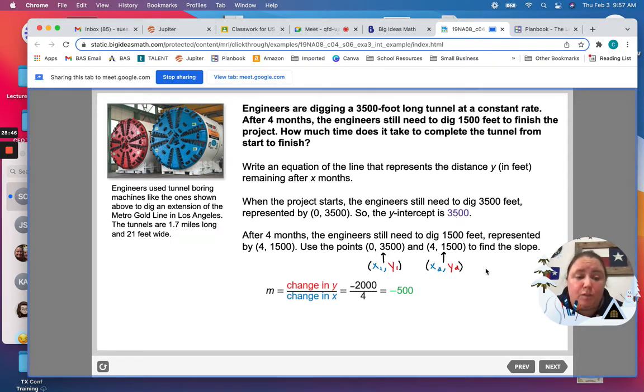So y equals what? -500x plus 3,500. Excellent. Perfecto. y equals -500x plus 3,500. The reason you make this equation is that some city manager comes along saying, how much longer do you need to finish this tunnel? You can say, okay, I'm going to solve for y equaling 0. I need 4 more months, or whatever. So that's why this is real math. You can do this in real life.